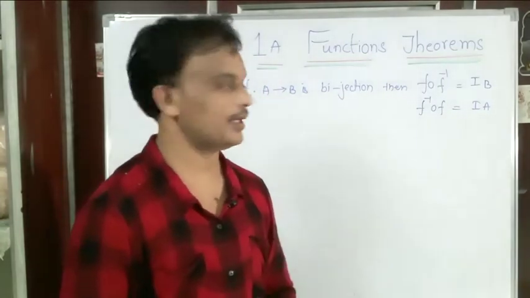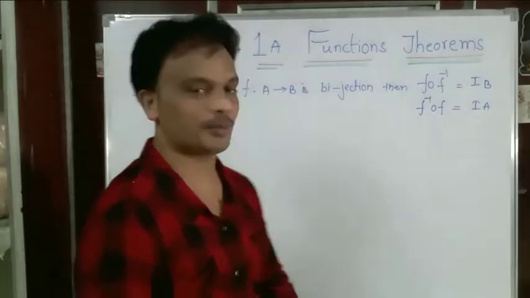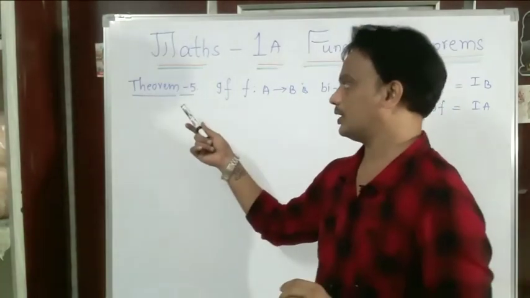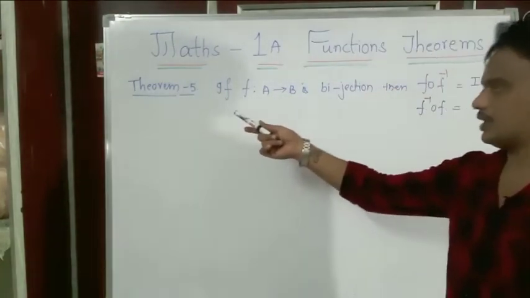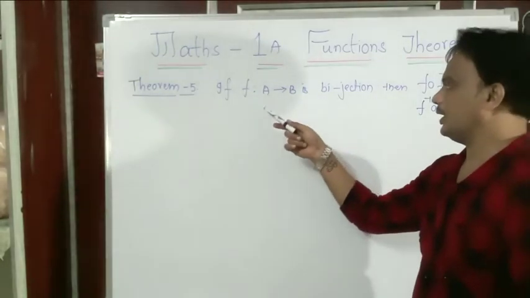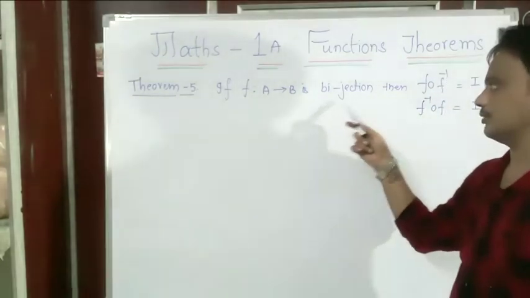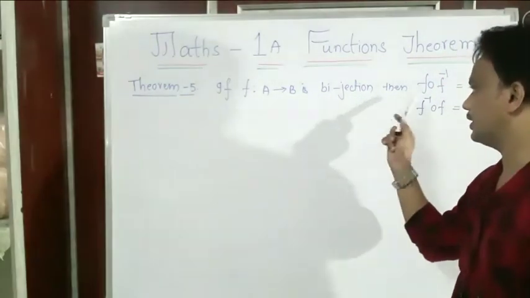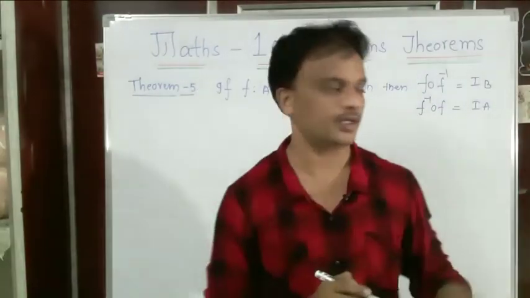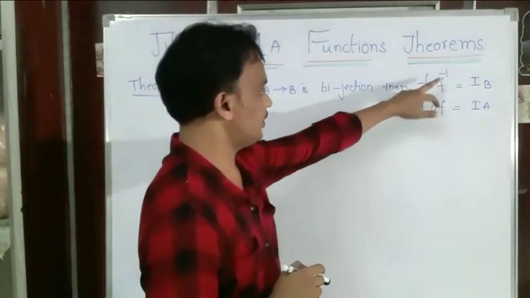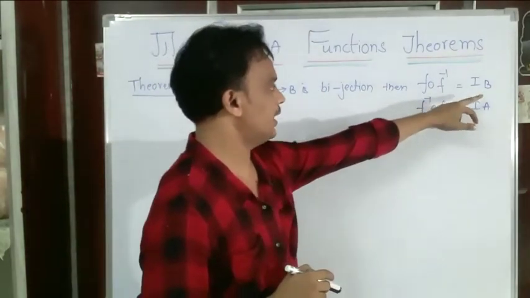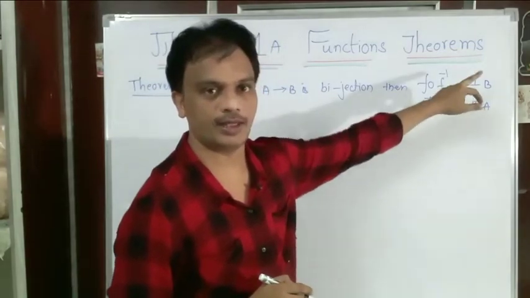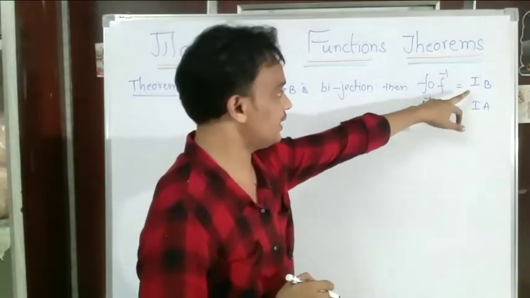I am going to explain the remaining theorems from the functions. Let us see one of the very important theorems, theorem number 5: if f from A to B is a bijective function, then we are going to prove that f circle f inverse equals I_B and f inverse circle f equals I_A, where I_B and I_A are identity functions.